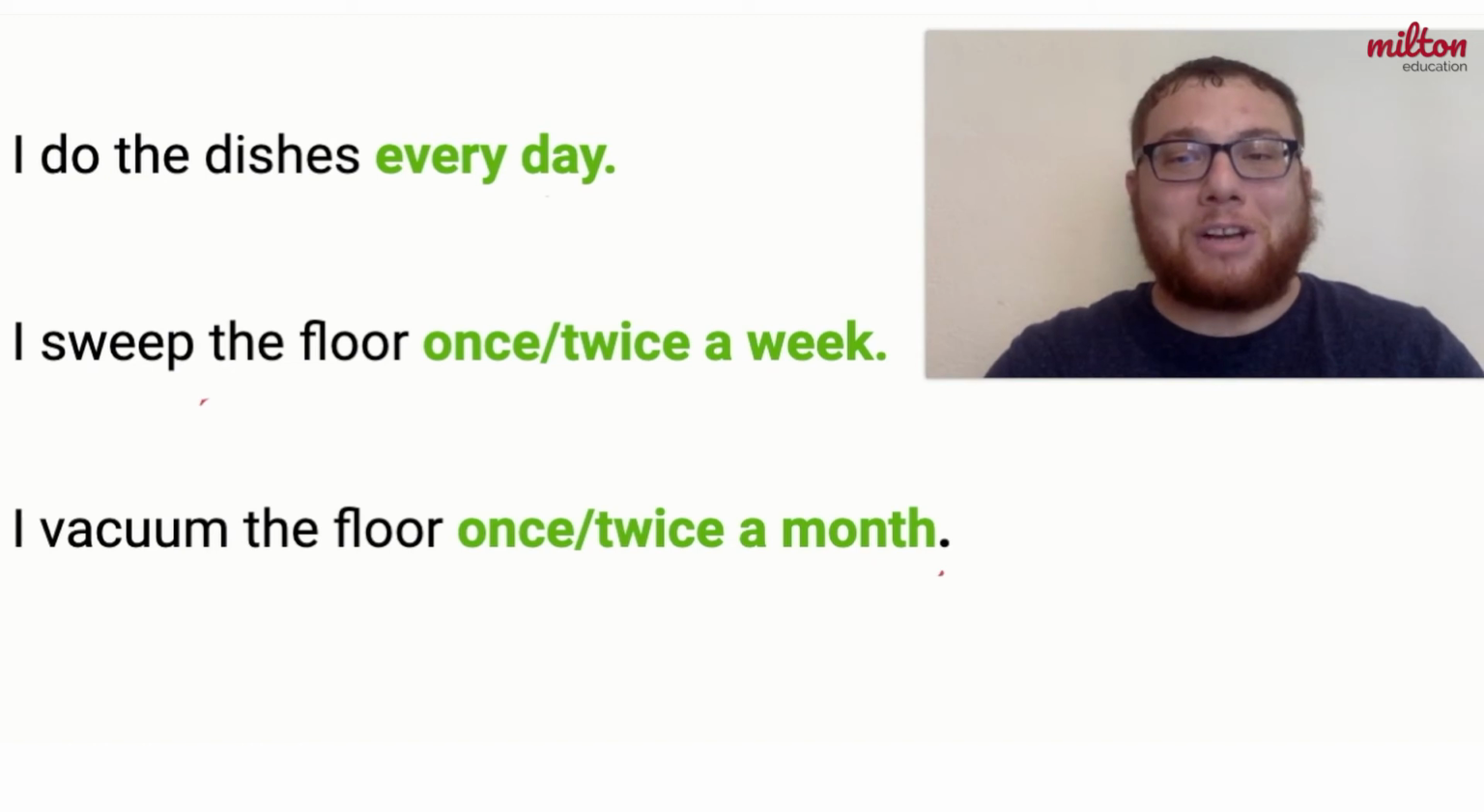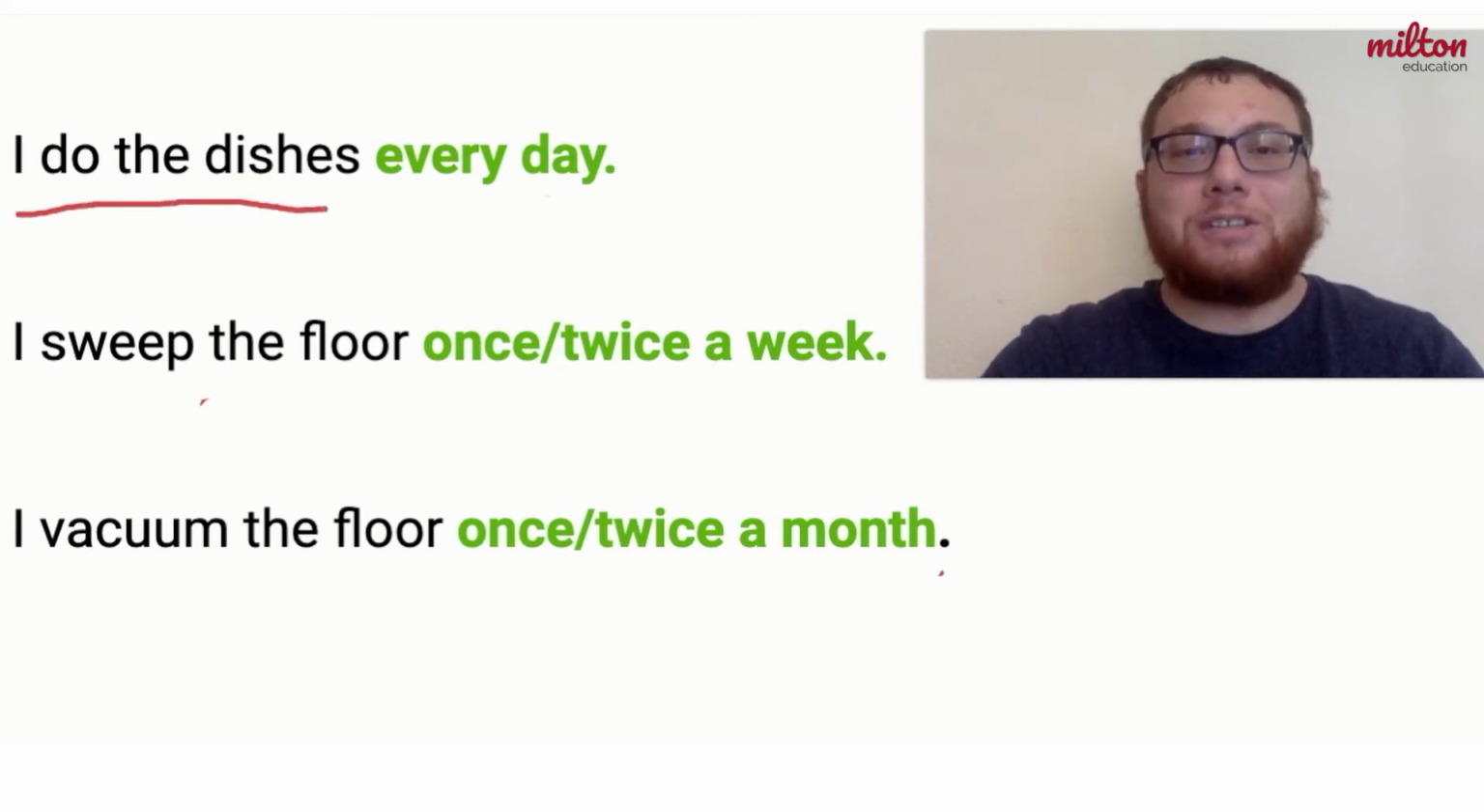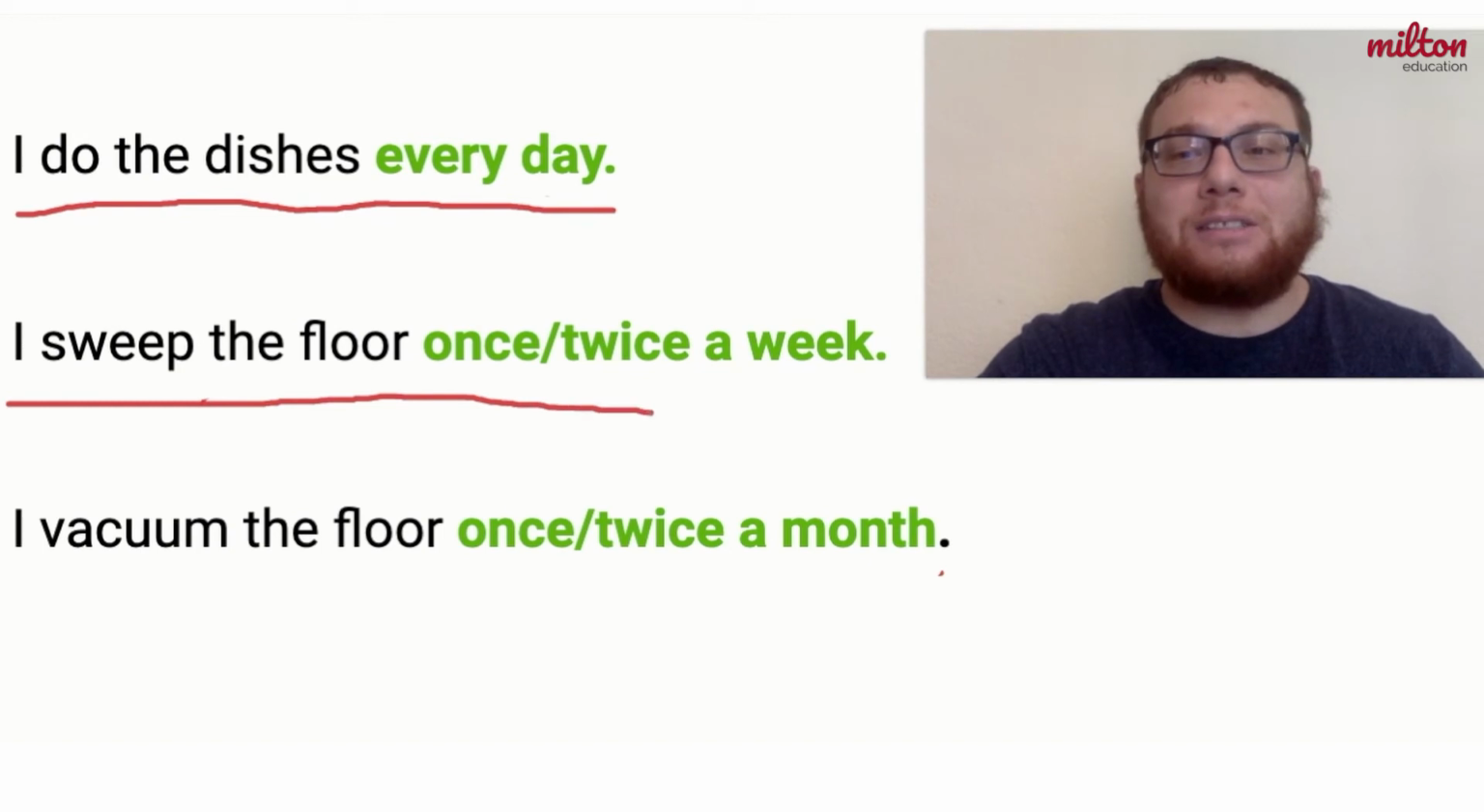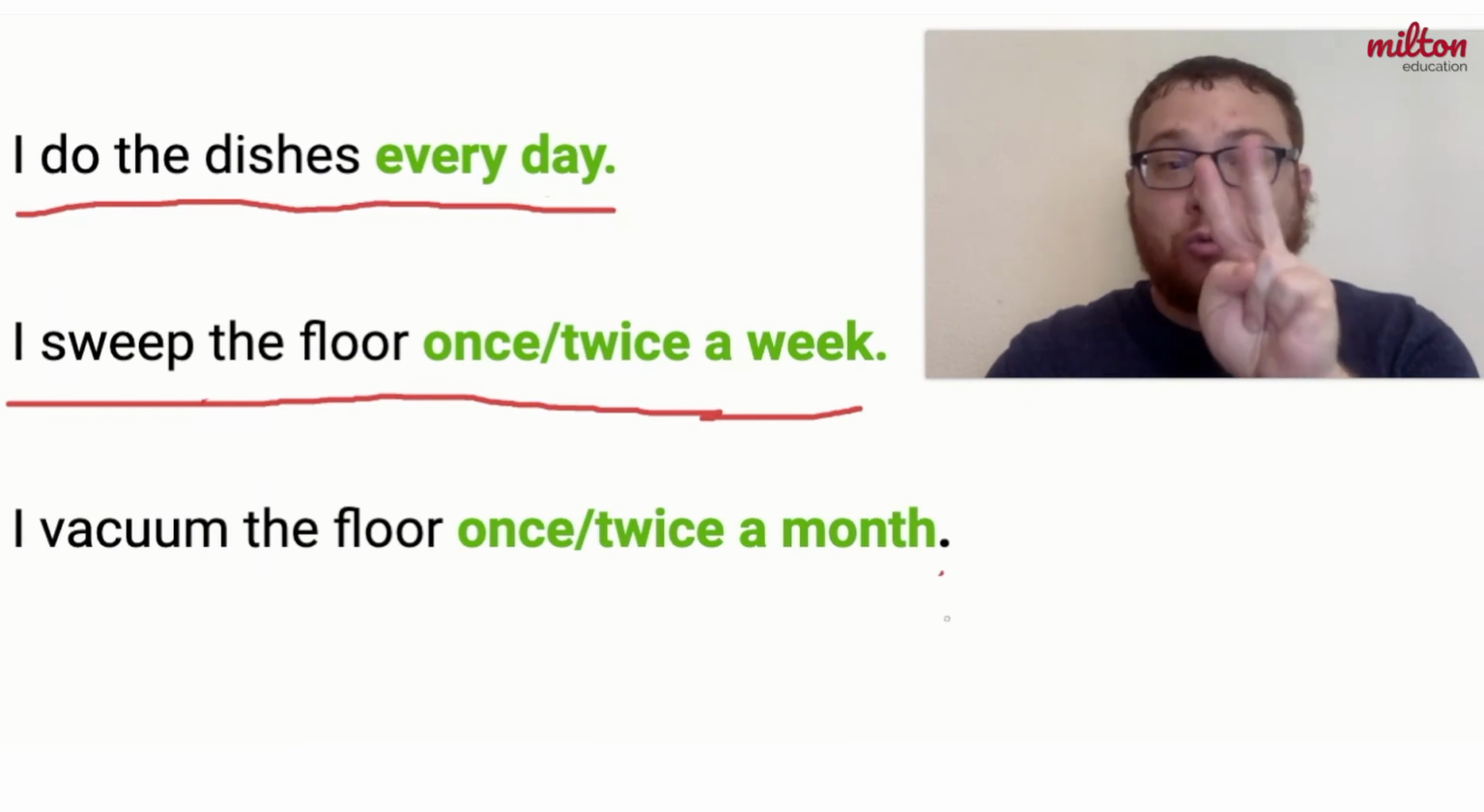Here are some more expressions you can use to talk about when you do different activities. For example, I do the dishes every day. Every day is the same as saying always. I sweep the floor once or twice a week. Once or twice a week means that you do an activity 1 or 2 days per week. Once is the same as 1. Twice is the same as 2.